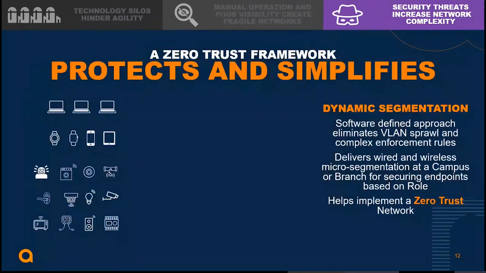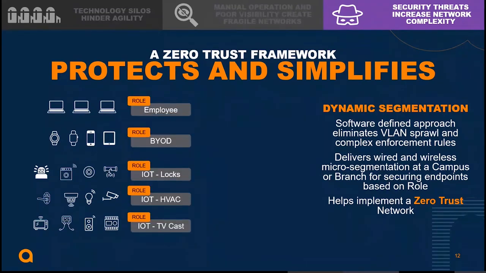So the solution that we have here is what we call the Zero Trust Framework. This is the third pillar that we have for our Aruba ESP architecture. Basically, this is on the protection layer. It actually protects our network and simplifies our network deployment. Using our dynamic segmentation, it simplifies the deployment or securing of our network and devices. So let's take a look here.